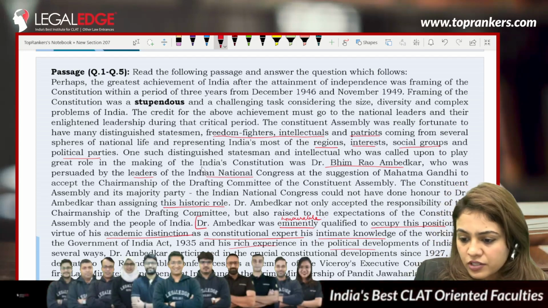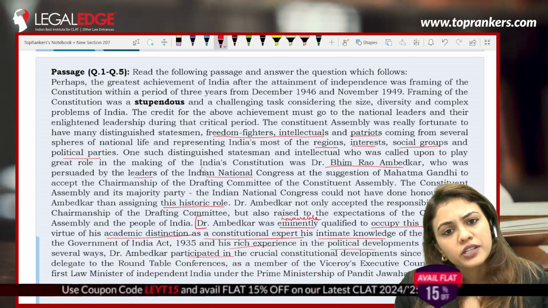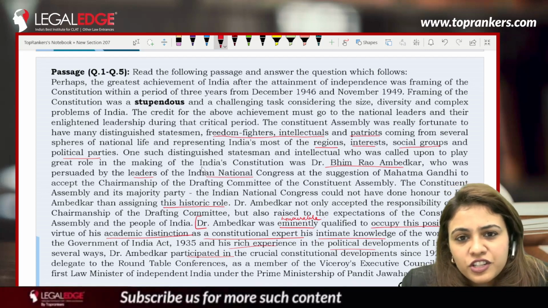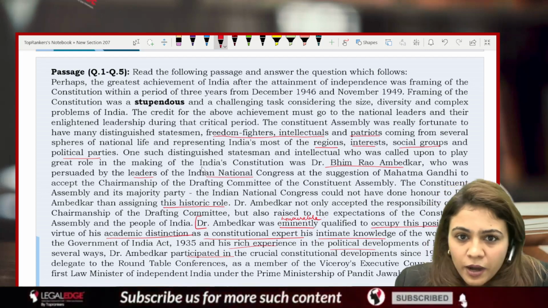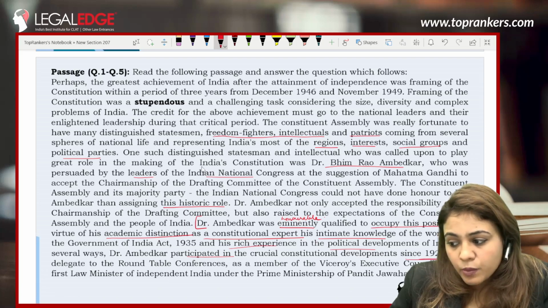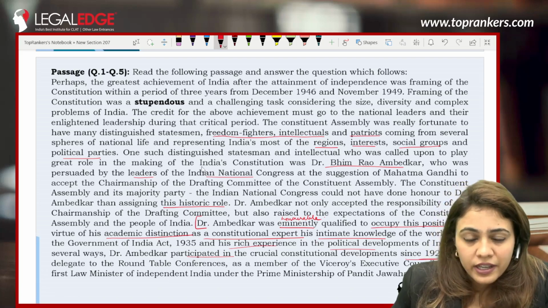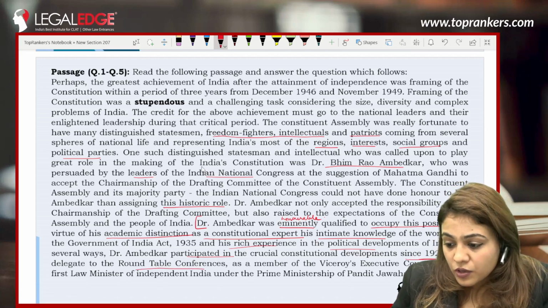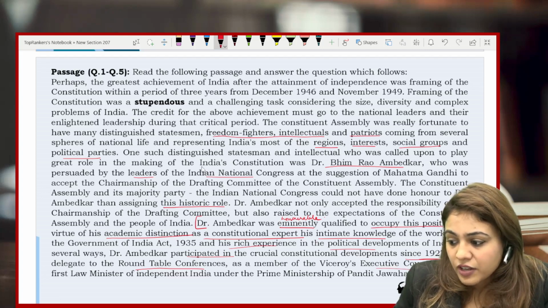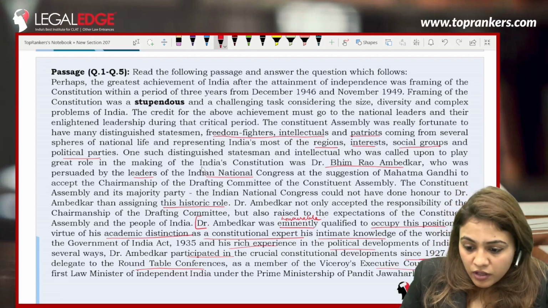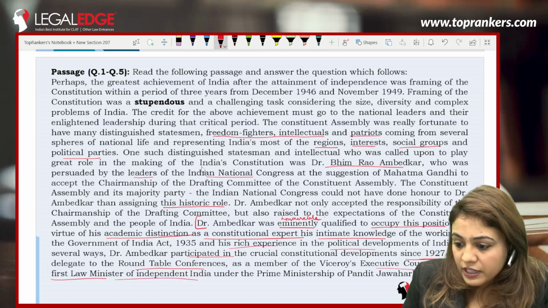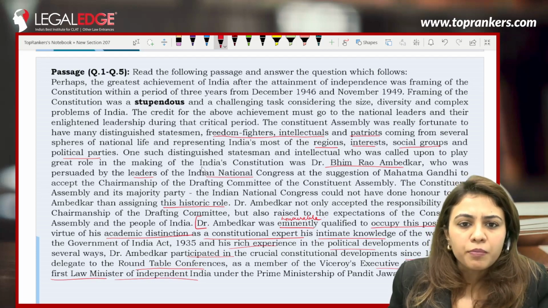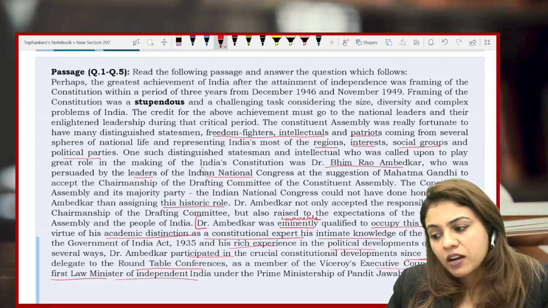And in several ways, Dr. Ambedkar participated in the crucial constitutional developments. तो ये आप बोल सकते हो कहीं ना कहीं indirectly ड्राफ्टिंग ऑफ कॉन्स्टिट्यूशन में वो इन्वॉल्व हमेशा से ही थे. It all started in 1927, so तभी से ही he was working as a delegate to the roundtable conferences, which used to happen very frequently. He was also a member of the Viceroy's Executive Council. He also played an important role as the first law minister of independent India under the prime ministership of पंडित जवाहरलाल नेहरू. तो वो हमेशा से ही बहुत ही important pivotal roles play करते हुए आए हैं in government.